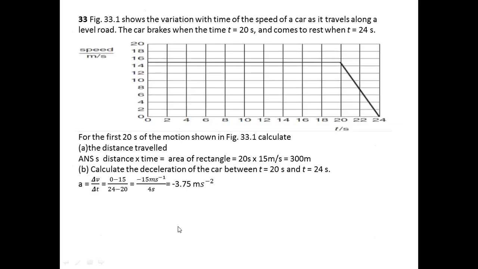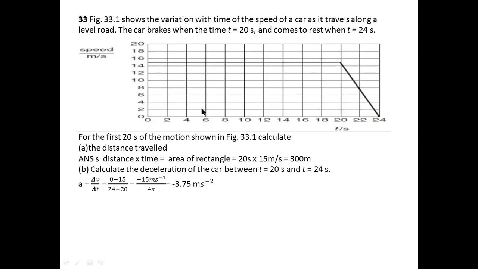Next question is, the figure shows the variation with time of the speed of a car as it travels along a level road. The car brakes when time is equal to 20 seconds. So the distance traveled before 20 seconds is the thinking distance. Distance traveled after 20 seconds will be the braking distance. Calculate the distance traveled for the first 20 seconds.